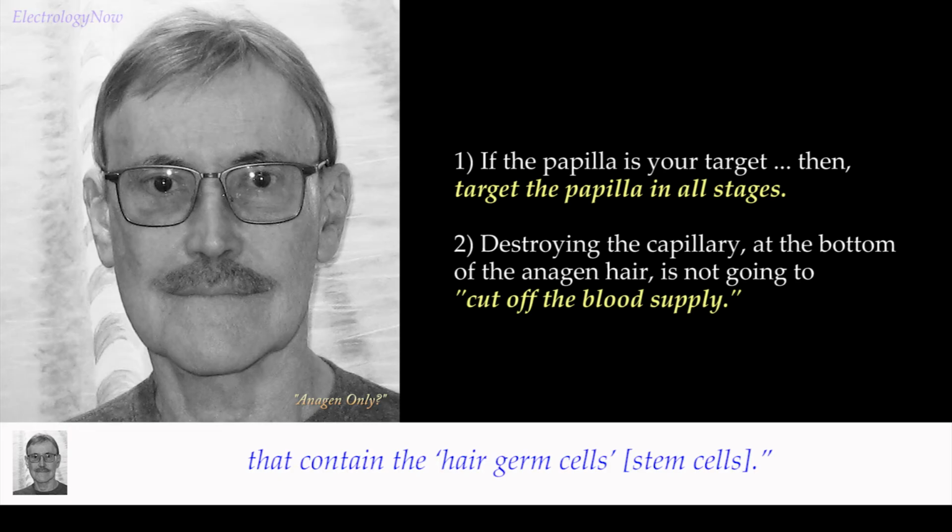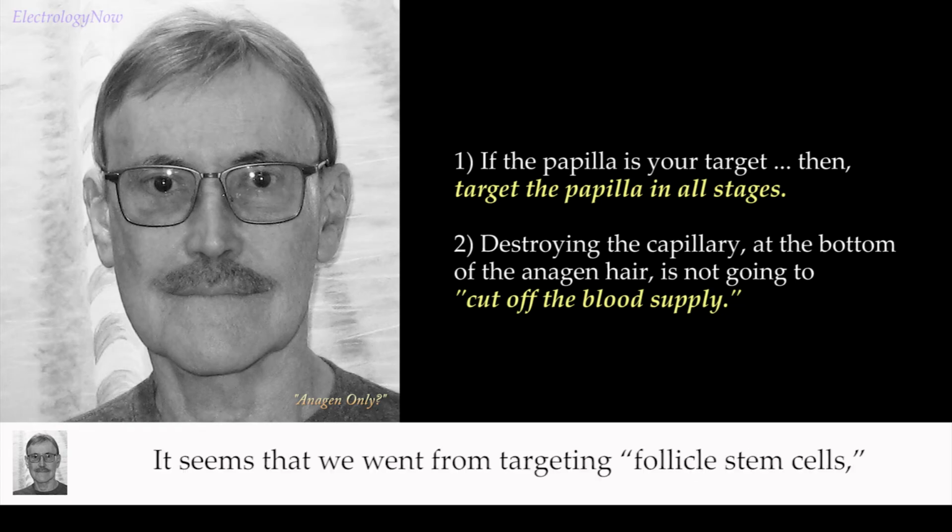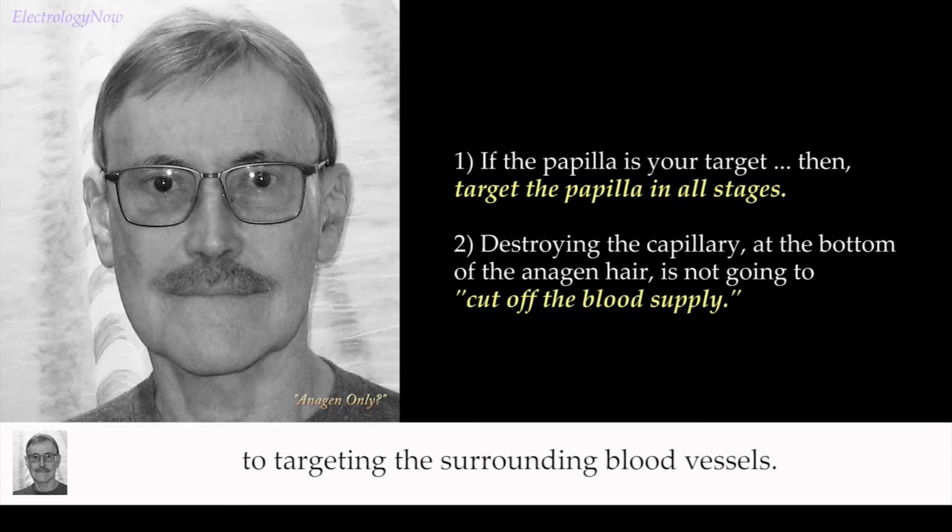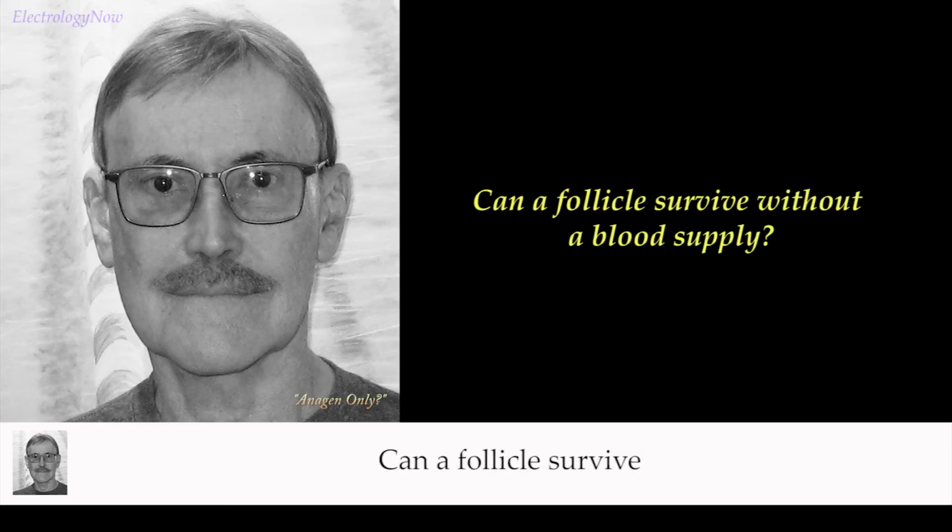I find it curious that Hinkle's book promoted targeting the papilla and the sidewalls of the follicle that contain the hair germ cells. As time went on, we focused more and more on the blood supply. It seems that we went from targeting follicle stem cells to targeting the surrounding blood vessels. To that point, the next intriguing notion is, can a follicle survive without a blood supply? And the apparent answer is, yes, it can.